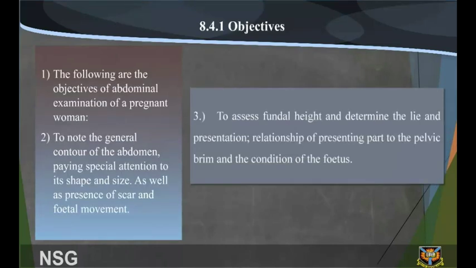Objectives. The following are the objectives of abdominal examination of a pregnant woman: to note the general contour of the abdomen, paying special attention to its shape and size, as well as presence of scar and fetal movement; to assess fundal height and determine the lie and presentation, relationship of presenting parts to the pelvic brim, and the condition of the fetus.